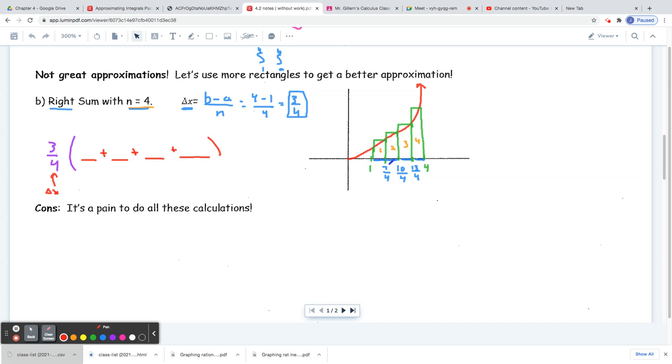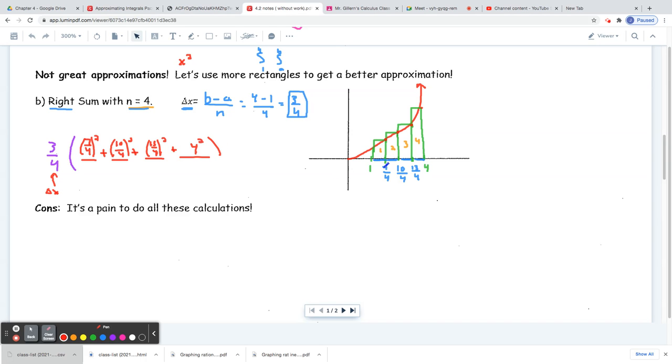Now remember, we did the right side. Well, I need this point, this point, this point, and that point. And we do that by taking all of the x coordinates and plugging into x. Remember, it was x squared. So I'm going to plug in 7/4 squared, 10/4 squared, 13/4 squared, and 4 squared.